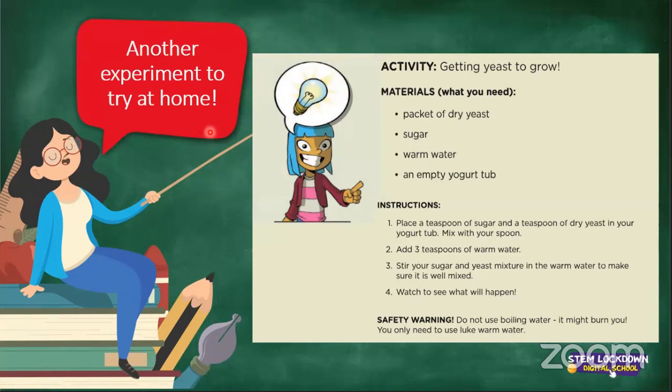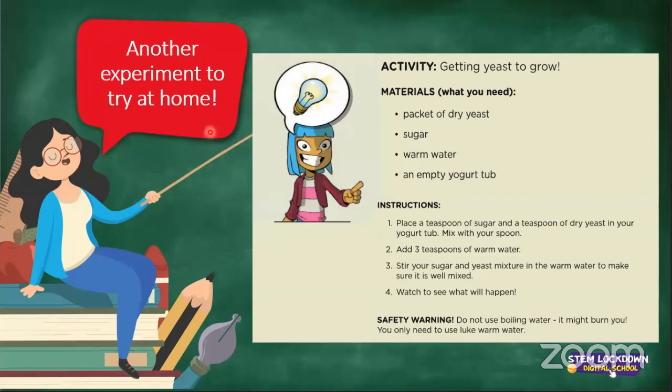A packet of dry yeast. It's something you will be able to buy at the moment in the shops, okay? So if you don't have it at home, mom or dad, it's by the cooking materials in the shop. So if mom and dad go to the shop, ask them just to buy a small packet of dry yeast for you, then you can try this, okay?